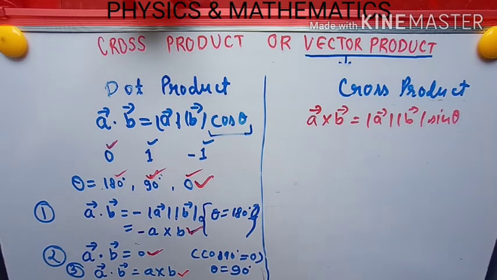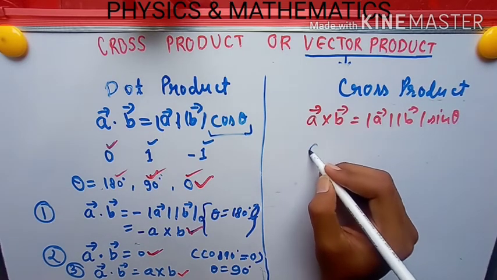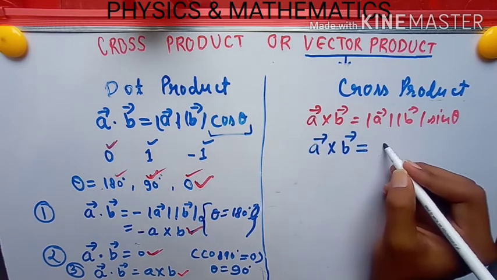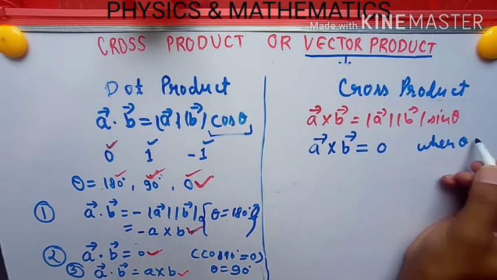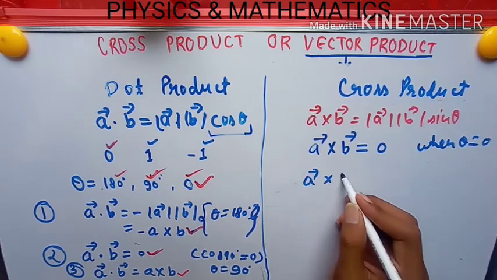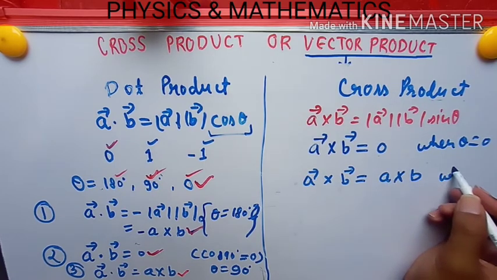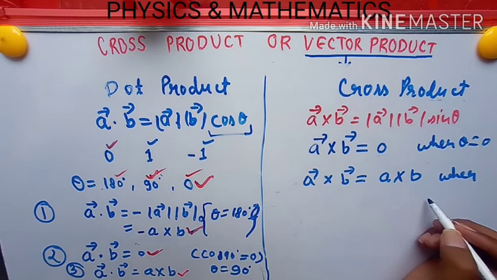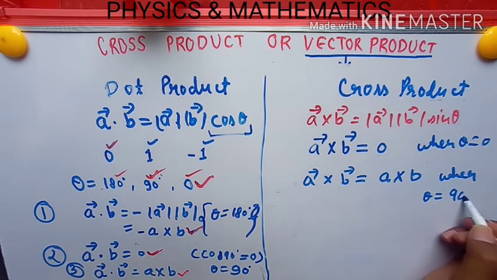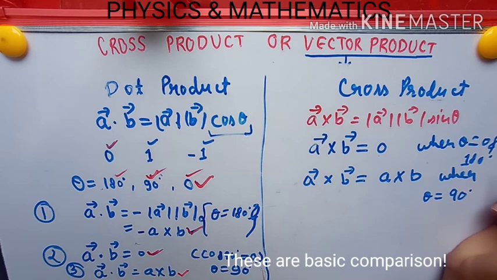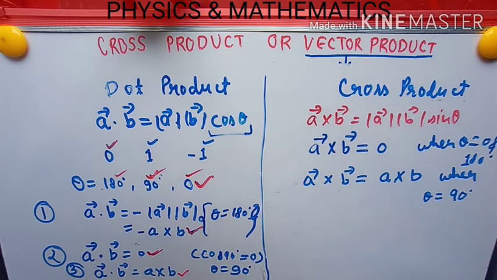So in two cases, A cross B is equal to 0 when theta is equal to 0, and A cross B is equal to A into B when, say loudly, theta will be 90 degrees. Here theta may be 180 degrees also for the zero case. Clear? Easy. So after this, now you are able to solve many more questions of your exercises and book.